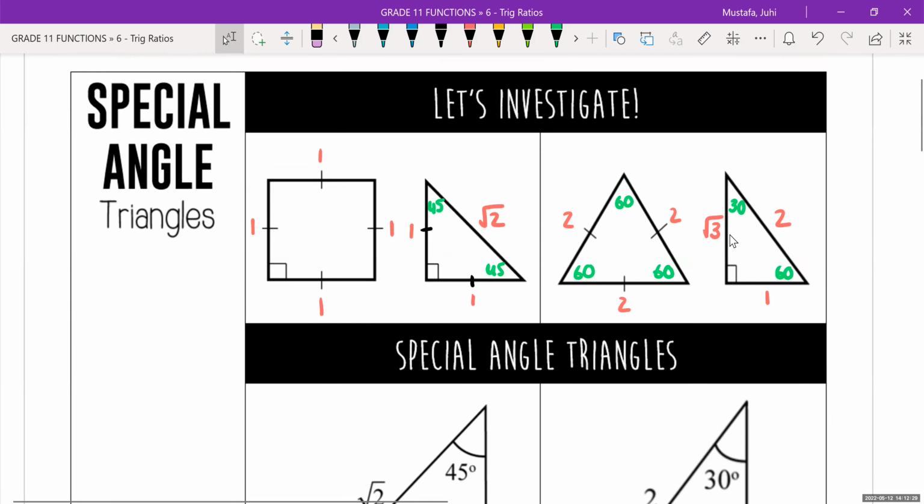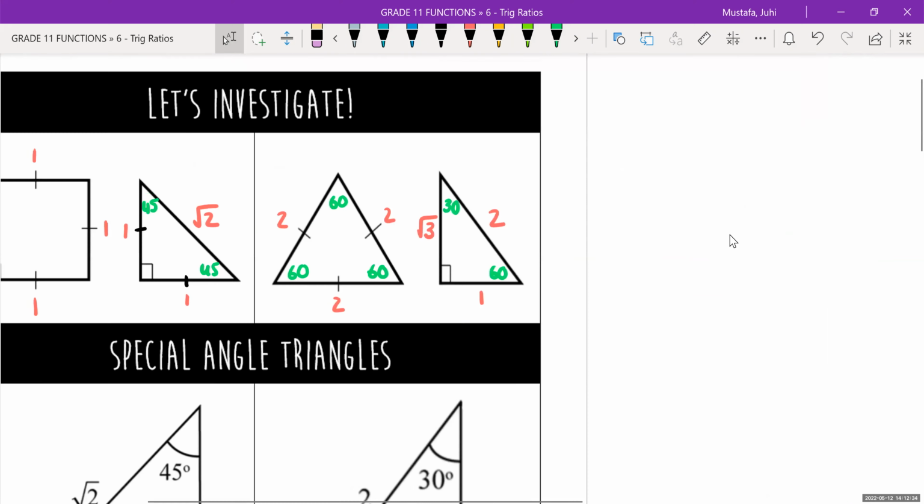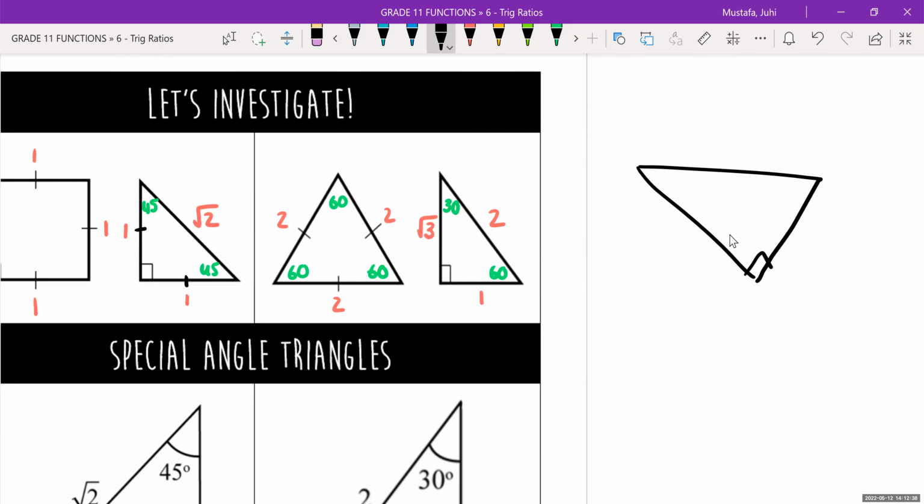So don't get used to memorizing it only in one way, because on a test, I could literally give you a triangle and draw it like this, and you should still be able to figure out where all the different things are, okay? So orientation, just don't get thrown off by that.